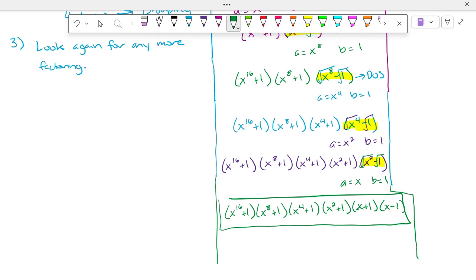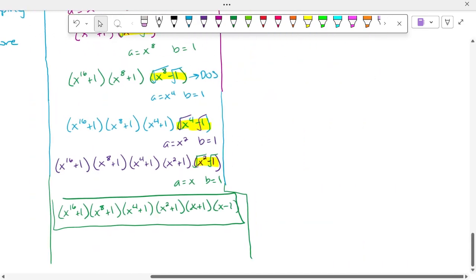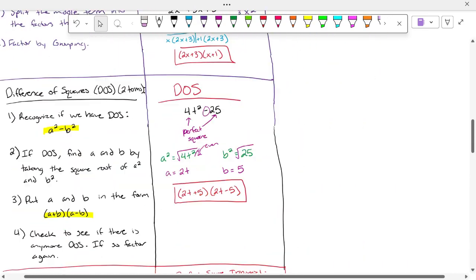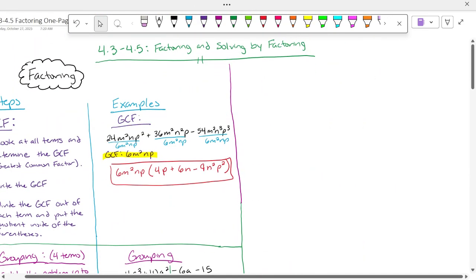So guys, I did that example specifically because that's what a lot of people tend to miss. They tend to miss those extra difference of squares that pop up after you factor. So you have to factor until there's absolutely no difference of squares. All right. So we're finally done with factoring. So now let's move on to solving.